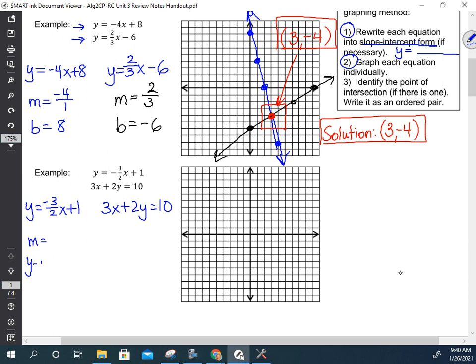So our slope and our y-intercept. What's our slope? For that equation, what's the slope? Somebody said it. -3/2. Remember, the slope is in front of x. If y is by itself, the slope is in front of x. The y-intercept is the number sitting off by itself. That's 1.